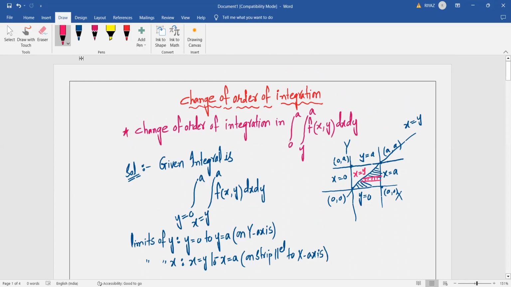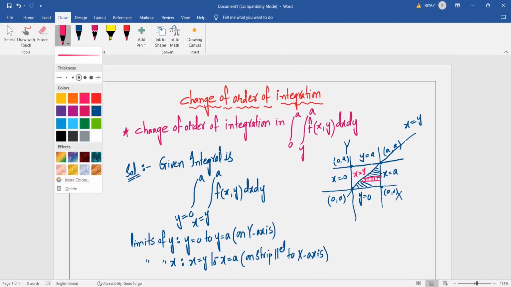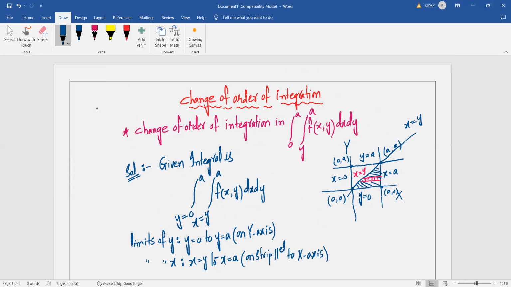Actually, what I always do is draw two figures here. In my change of order, I draw two different figures and then solve. Maybe other lecturers will do it in a single figure only. I don't know that, but I want to draw two different figures. So this is the given situation. Now we have to change the order.